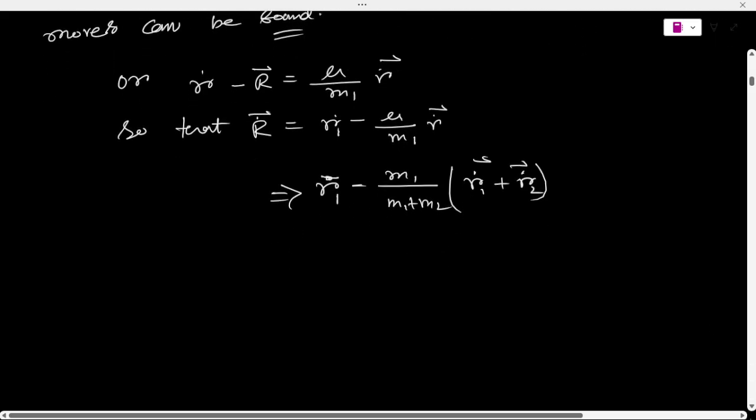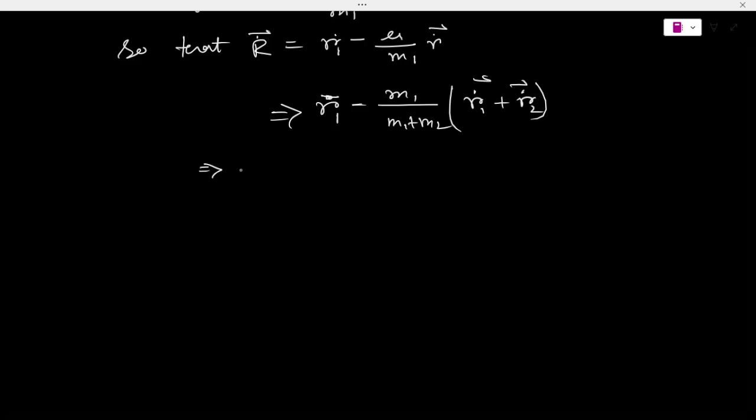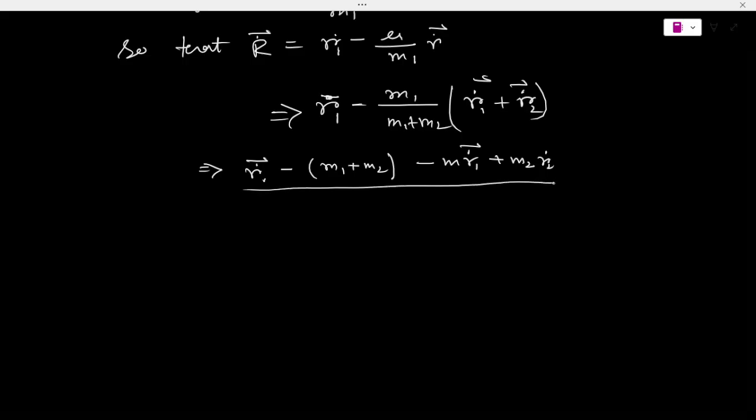R2 dot. So for that case, what will it be? After that it will be R1 dot vector minus of M1 plus of M2, and minus M into R1 dot plus M2 into R2 dot, and after that M1 plus of M2. Basically it is doing nothing, it is a cross multiplication.